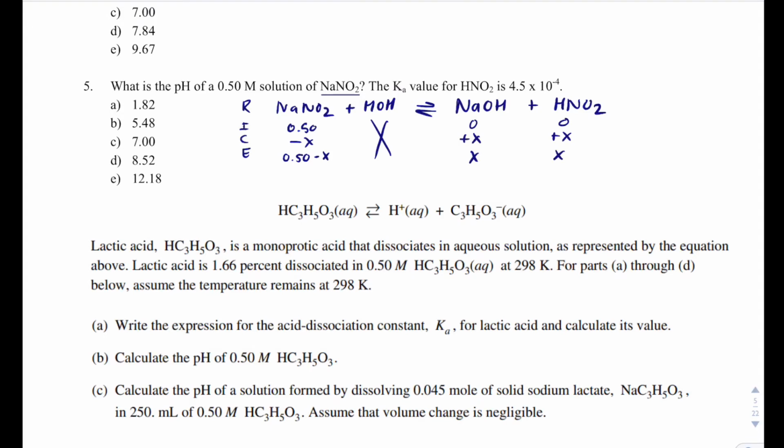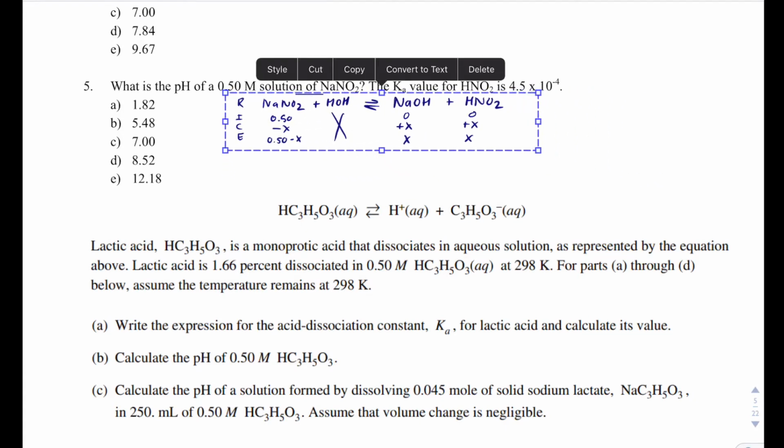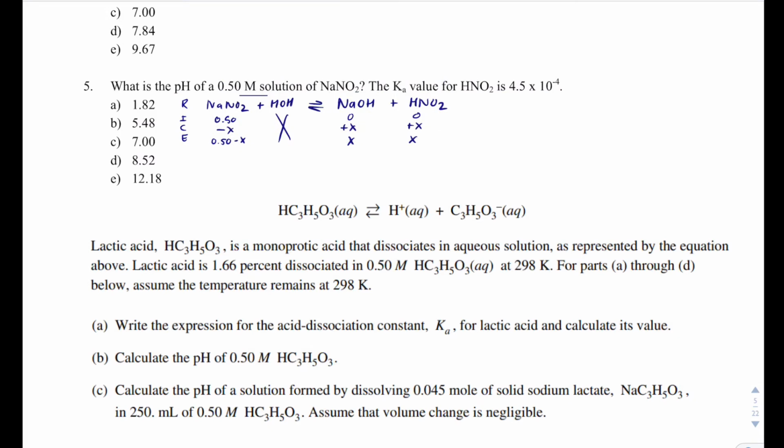So I'm going to be a little bit lazy here just to save time, because this video will probably end up being a little bit long. I'm going to say x squared divided by 0.5 minus x equals, not 4.5 times 10 to the minus 4. A lot of people would do that, but we need Kb because we produce hydroxide. So Ka times Kb equals Kw.